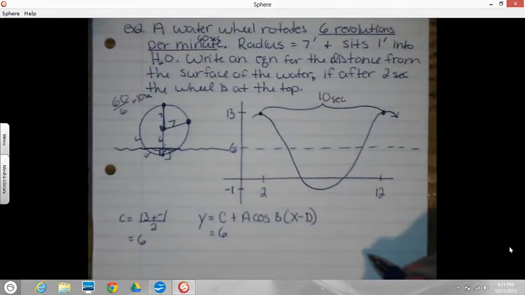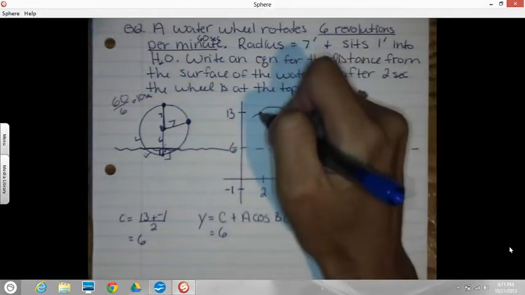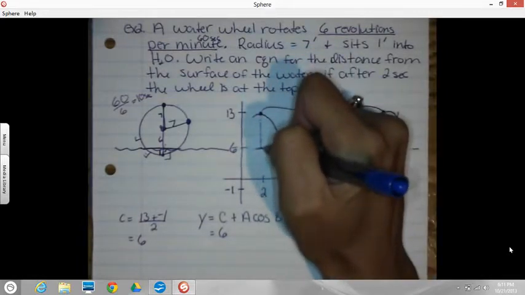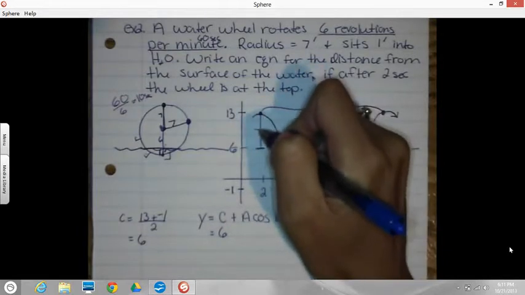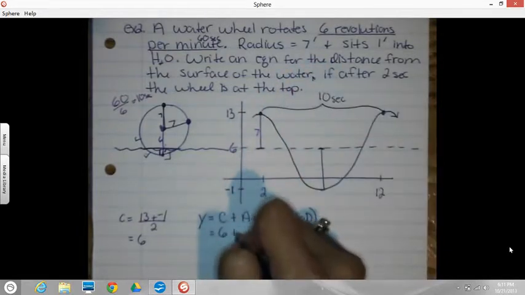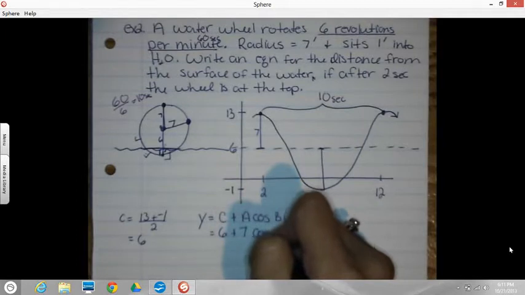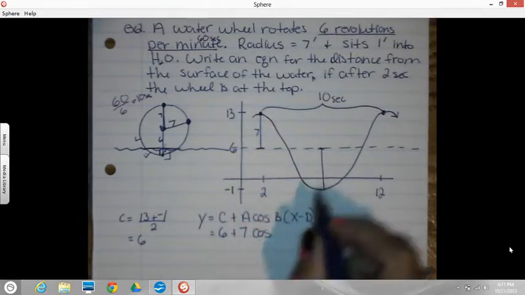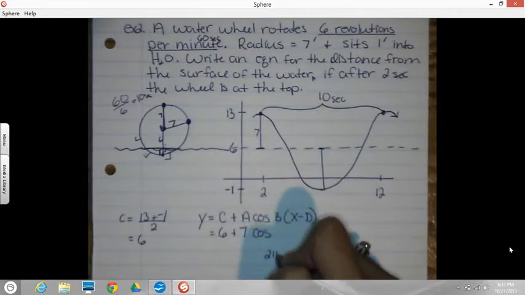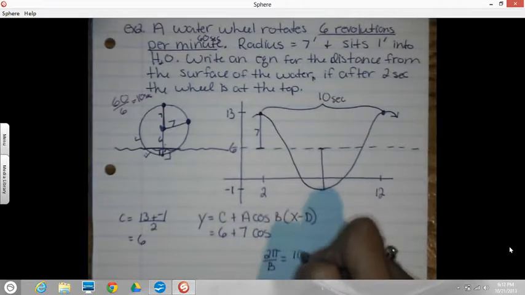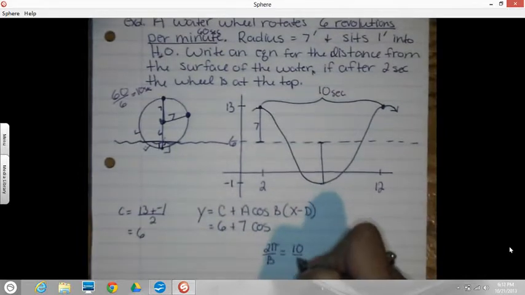Now amplitude, remember amplitude is the max to the axis or the axis to the min. Well, that's your 7. It's your radius. The B, remember, is not equal to the period. You have to do a little bit of math. 2 pi divided by B is equal to the period length of 10. Do a little cross product here.